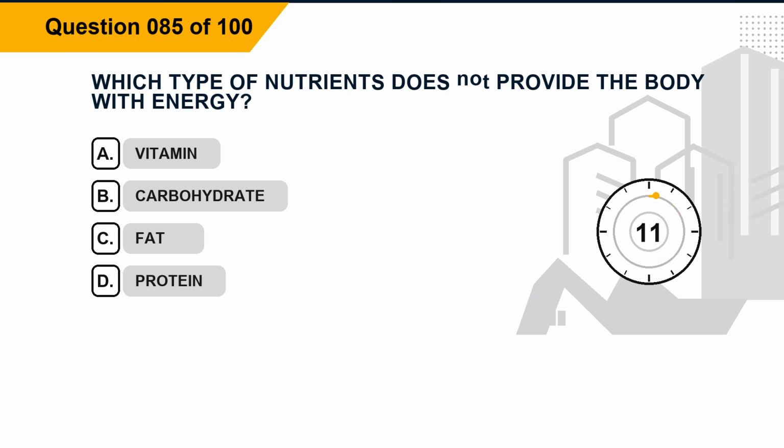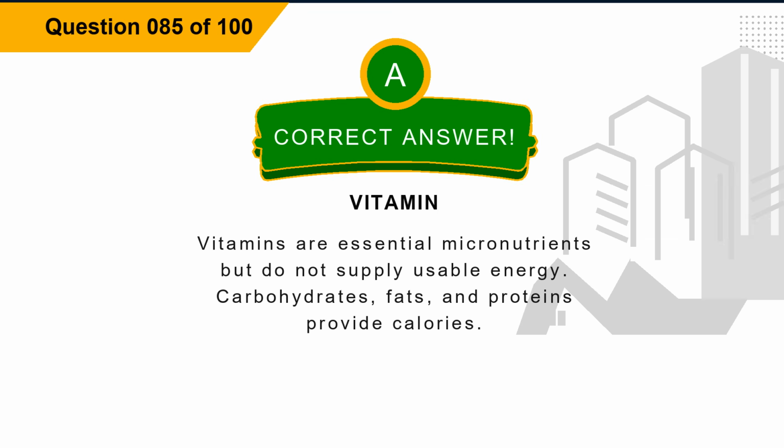Question 85. Which type of nutrients does not provide the body with energy? Option A, vitamin. Option B, carbohydrate. Option C, fat. Option D, protein. The correct answer is option A, vitamin. Explanation. Vitamins are essential micronutrients but do not supply usable energy. Carbohydrates, fats, and proteins provide calories.